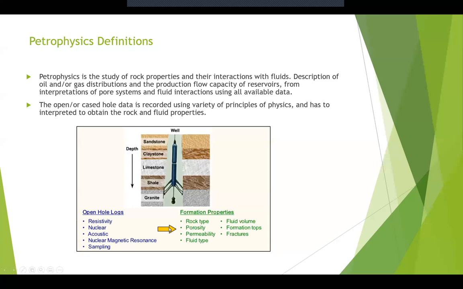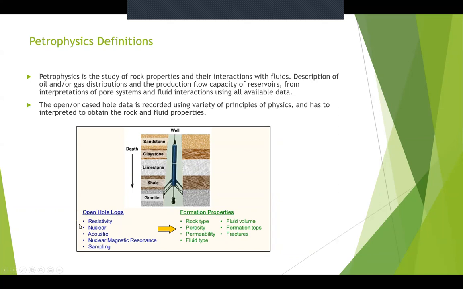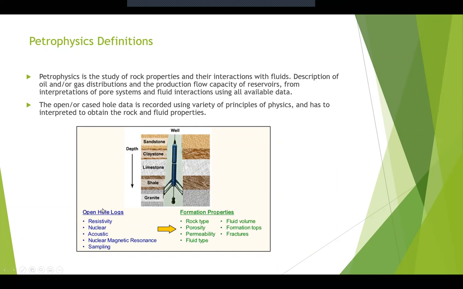One of the information that we need is the rock type, porosity, permeability, fluid type, fluid volume, formation top structure, and so on. All of this has to be interpreted only from the recorded measurements via wireline or LWD or whatever. So the main role or task of the petrophysicist is to interpret all these recorded measurements to give useful information and rock properties.